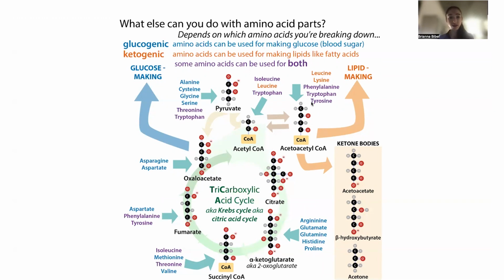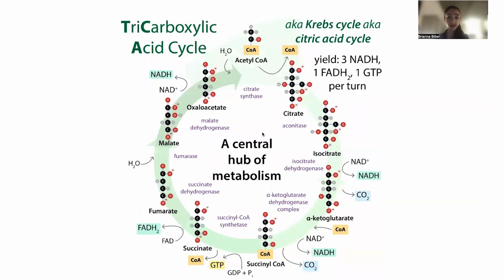These include leucine and lysine, which are strictly ketogenic, as well as some that can be both ketogenic and glucogenic. Glucogenic means they'd be used for glucose making, so sugar making. But this is a gross oversimplification. What we're really talking about is that something glucogenic is going to be able to be broken down into a component of the tricarboxylic acid cycle.